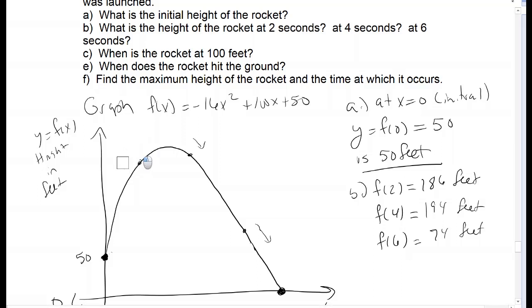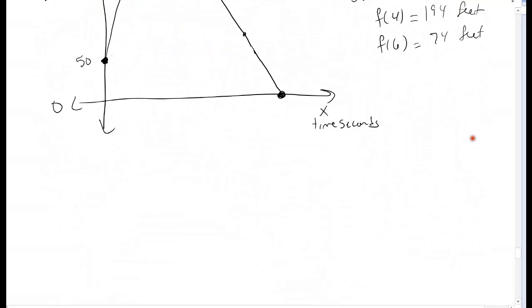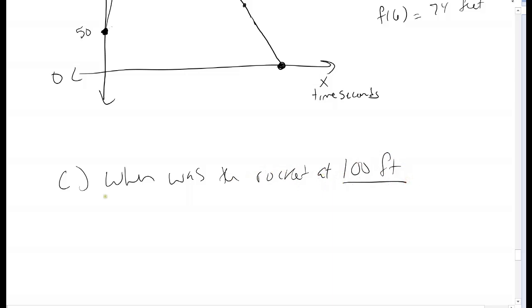Alright, next question. When was the rocket at 100 feet? And so part C, so I'm going to go down here and do part C. We want to know when the rocket was at 100 feet. I want to know the time when the rocket, which is what the function represents as the height, when the function equals 100. You could solve it by hand. You take your function, set it equal to 100, and solve. I'm going to solve it by using the graphing calculator.